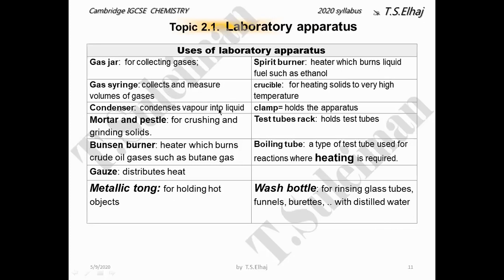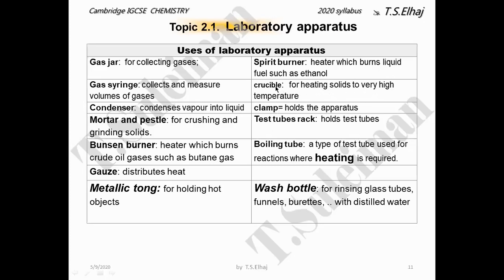The condenser condenses vapor into liquid. It is used in distillation apparatus. Mortar and pestle for crushing and grinding solids. Bunsen burner, a heater which burns gases such as butane gas. Gauze distributes heat, as mentioned above. Metallic tongs for holding hot objects, also mentioned. Spirit burner, a heater which burns liquid fuel such as ethanol, unlike the Bunsen burner which burns gases. Crucible, for heating solids to very high temperature.